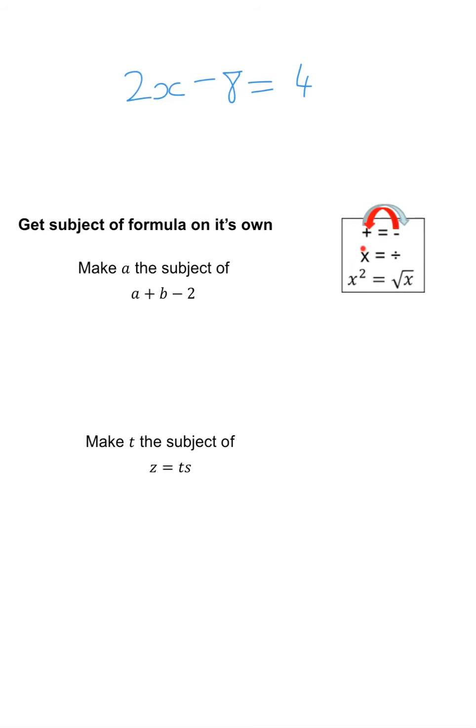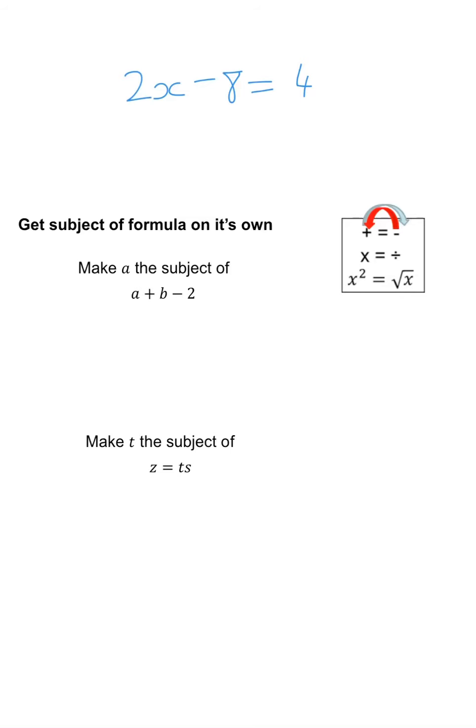Same applies, multiply goes across, becomes divide, divide becomes multiply. If you have something squared, then you square root the other side. If you have a square root, then you square the other side. So the exact same principles apply for changing the subject of the formula. So let's solve this equation first.